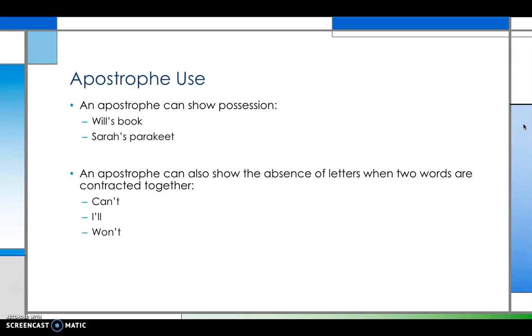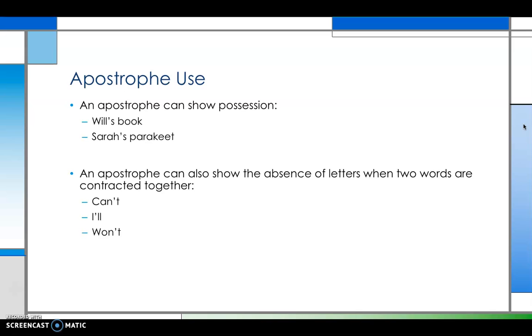Now, without the apostrophe, let's just go back to Will's book. Without the apostrophe, we've then multiplied Will. So instead of a book belonging to Will, we have 50 Wills. And then there's a book sitting there. And it's hard to know what to do with those, right? Just a bunch of Wills in a book.